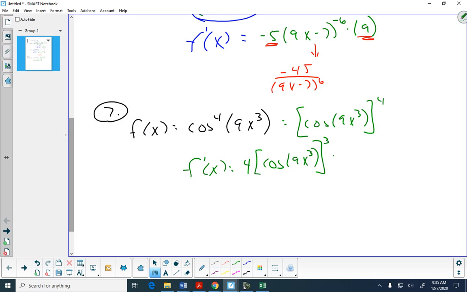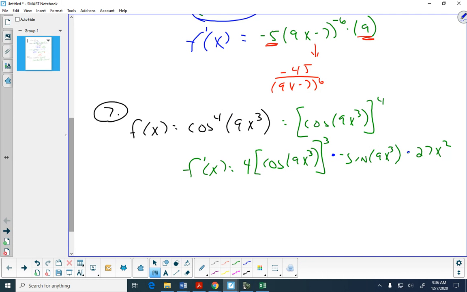Baylor, what's the derivative of cosine? Negative sine. So we have negative sine of 9x cubed. And then we go inside of that and take the derivative of the 9x cubed, which is what, Evan? 27x squared. Now we start combining all these things that are being multiplied together.